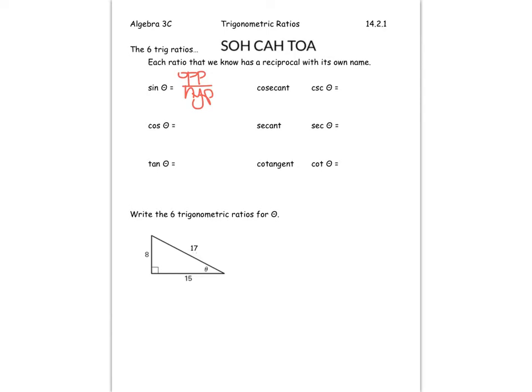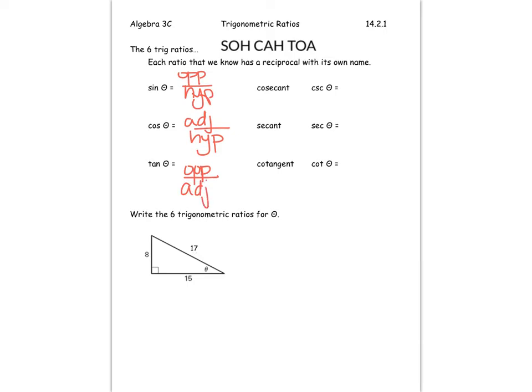Cosine is A over H, so adjacent over hypotenuse. And TOA, tangent, is opposite over adjacent.